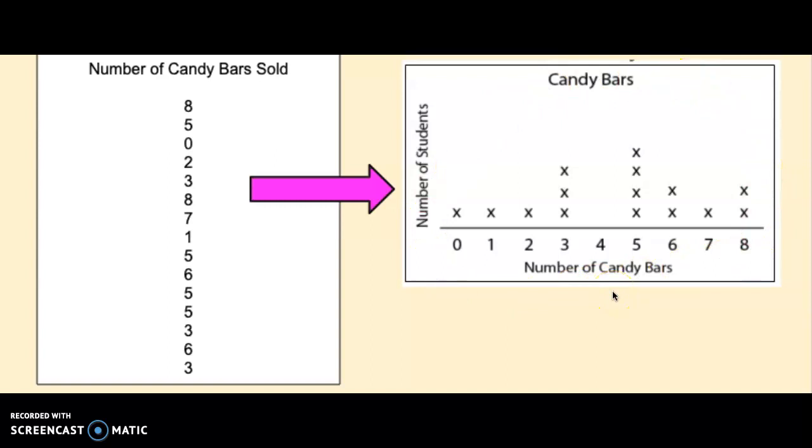Now if I asked you a question and said, what's a number of candy bars that nobody sold between 0 and 8? You could see easily, oh, there's no 4s. Nobody sold 4. Which number of candy bars did people sell the same amount of? You would say, oh, 0, 1, 2, and 7. Or you might say, oh, I noticed that 6 and 8 have the same number of students who sold that many candy bars. It makes numerical information, such as this information, much easier to interpret or understand when it's in a line plot.